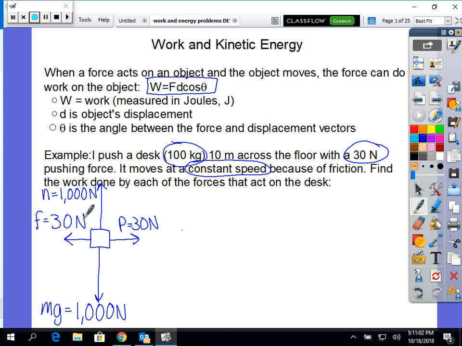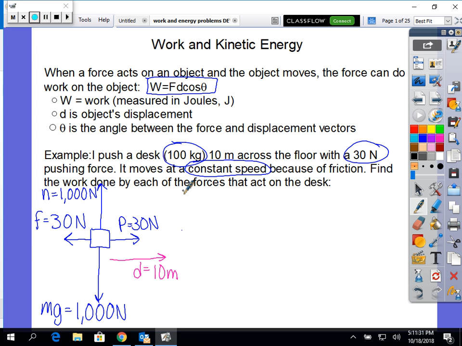Now I'm going to indicate the direction that it's moving. It's moving in the same direction it's being pushed. Notice when I draw the displacement vector, I'm not drawing it on the free body diagram itself. The free body diagram is just for forces. So the displacement is 10 meters. Now I'm going to find the work done by each of the forces.